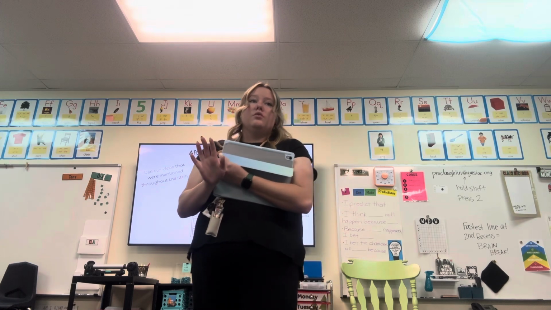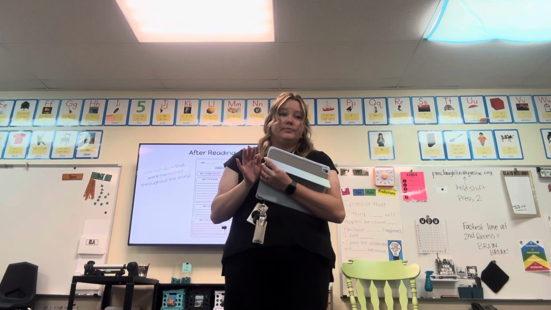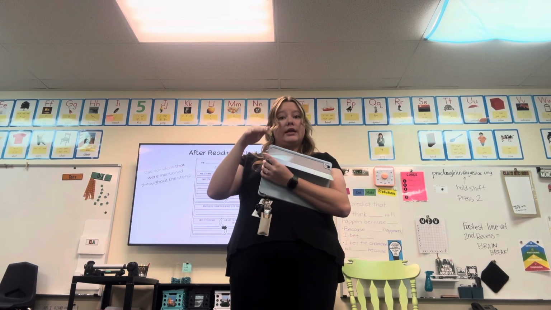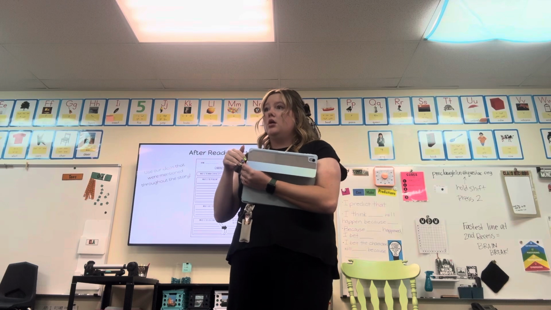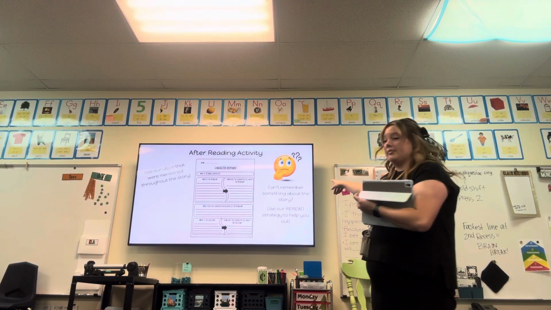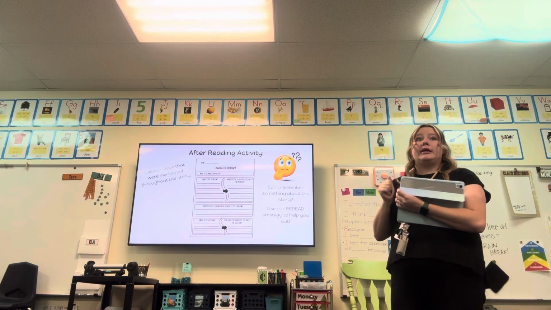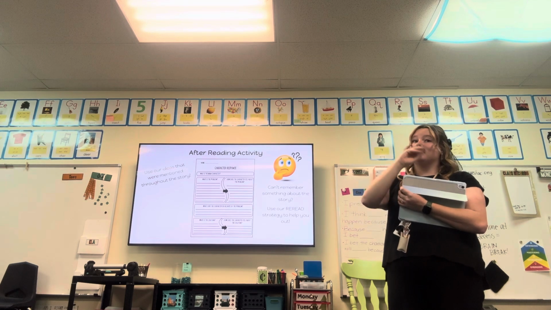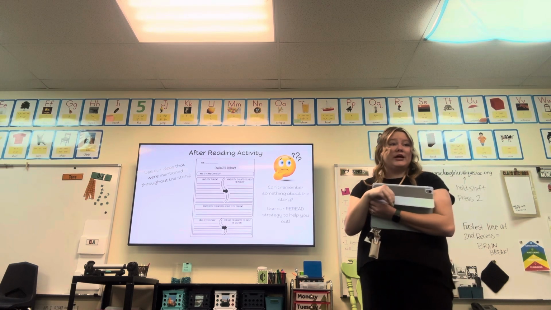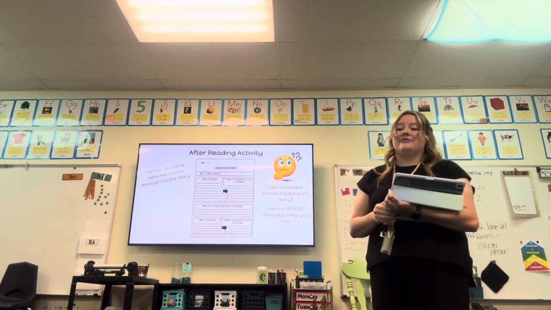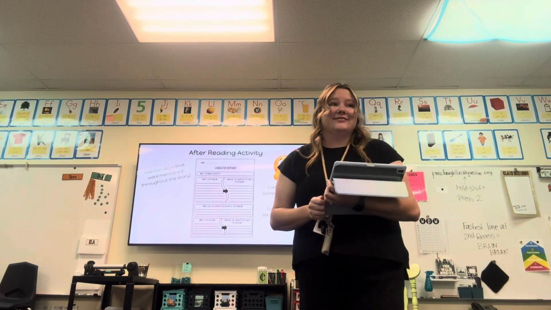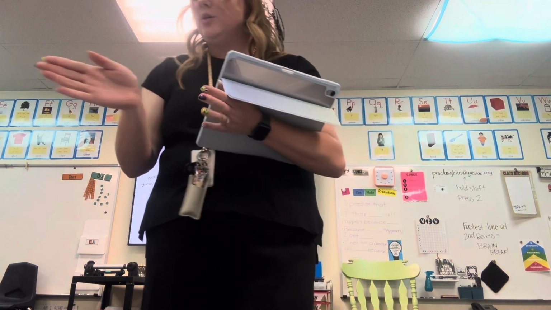If you need help, you can reread the story on your own. Remember our strategy. Can't remember something about the story? Reread. So go back, reread to find the answer to your question, and fill out this graphic organizer. Ready? Begin.